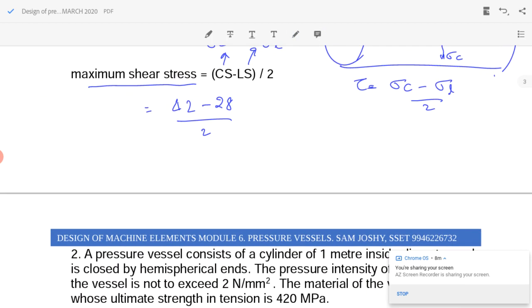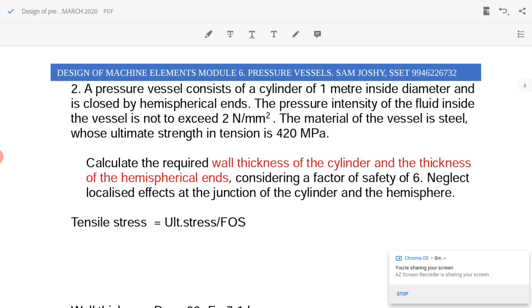So this completes our first question. Very simple questions. Now we will go to the next question. A pressure vessel consists of a cylinder 1 meter inside diameter, closed by hemispherical ends. Pressure intensity P equals 2 Newton per mm square.